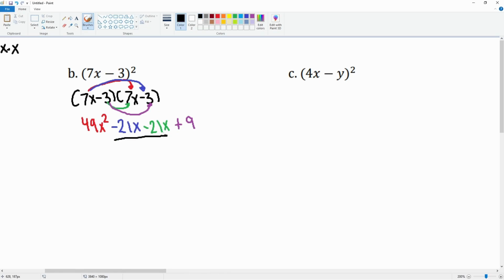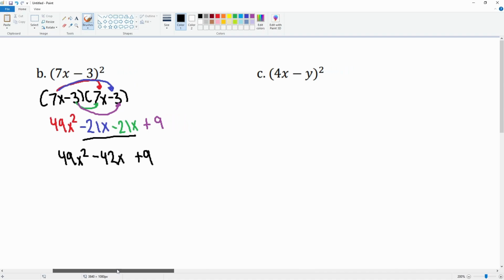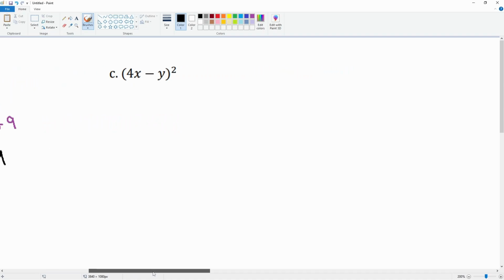The two middle terms here are like terms, which becomes negative 42x. Bring everything else down, 49x squared, and then the plus 9. So your final answer is 49x squared minus 42x plus 9.